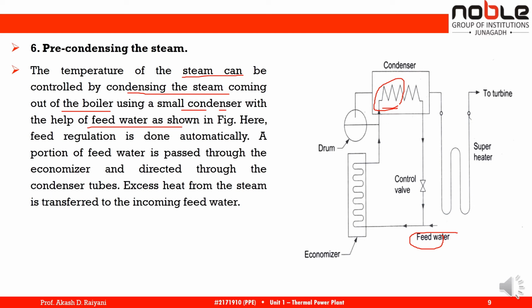Here the feed regulation is done automatically. A portion of the feed water is passed through the economizer and directed through the condenser tube. The excess heat from the steam is transferred to the incoming feed water.